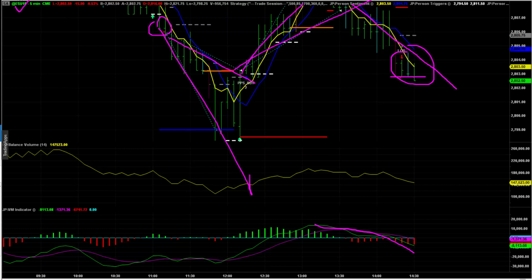And that's the ES Person Algo Optimizer program, and how we use it in combination with maybe filtering out better trades using the Person volume indicator. Hope that helped clear things up.